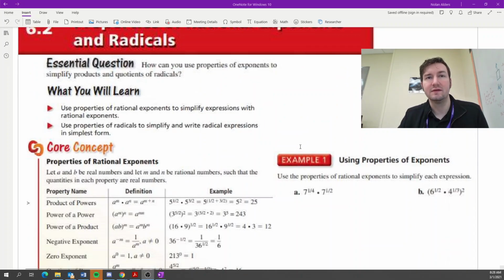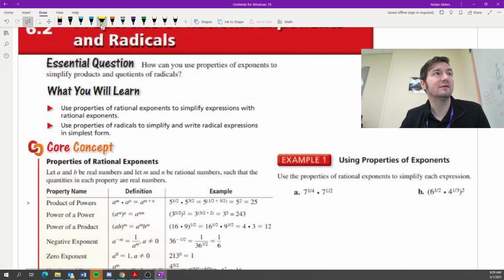Let's look at this first one. Anytime you have the same base multiplied by each other, like 7 times 7, even though the radicals are different, anytime you have the same base and different radicals, you can add the two radicals together. And that's this first property right here, the product of powers. So we could rewrite this, we could simplify this as 7, and then 1/4 plus 1/2 would be 3/4. So we can simplify this as 7 to the 3/4 power.